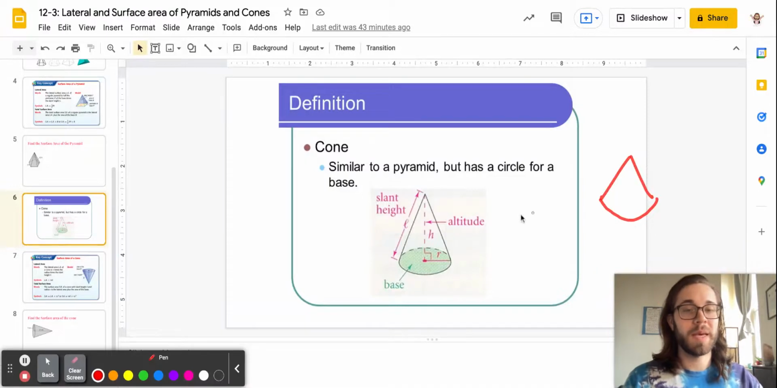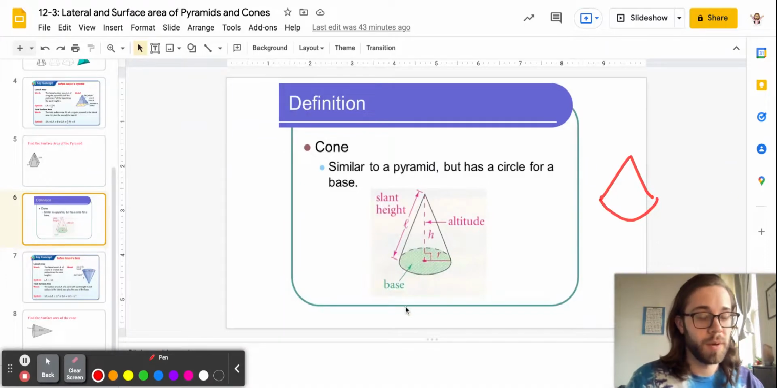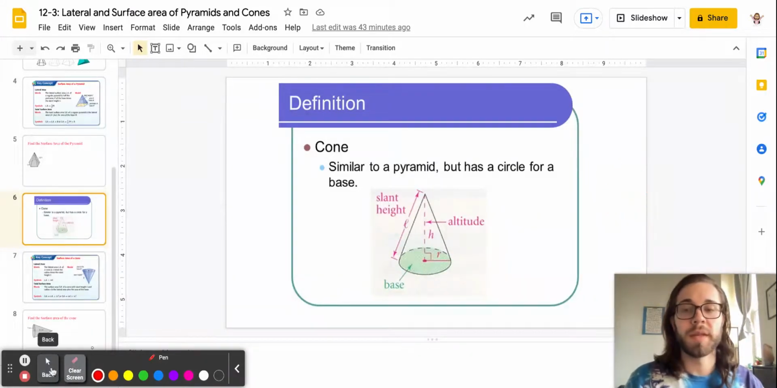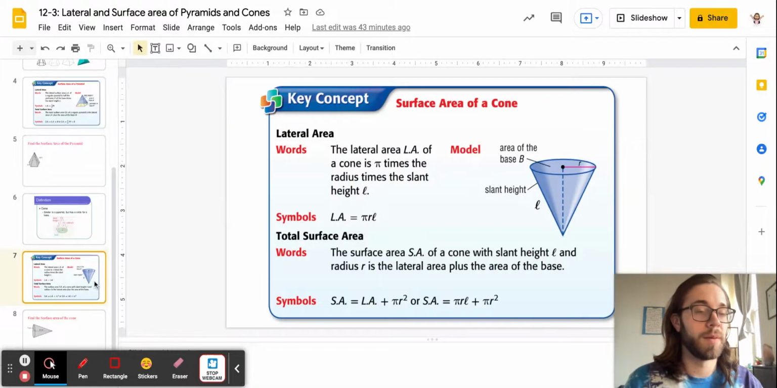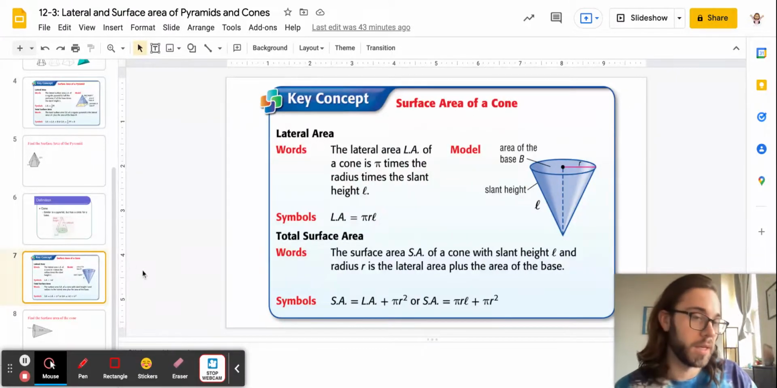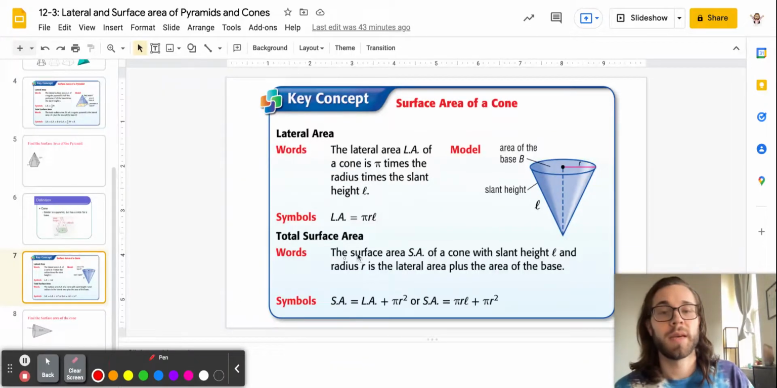So ultimately, again, we have the slant height, which is the side. We have the height, which is an altitude, and the base. And so again, the important things are going to be the slant height and the radius. The side, well, it's not a side in a cone, but you get the point. The radius is always important. So to find the lateral area, it is going to be pi times the radius times the length.